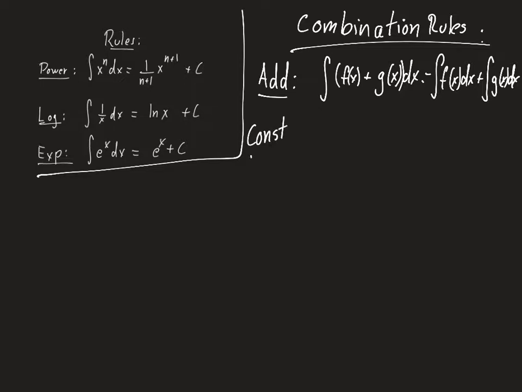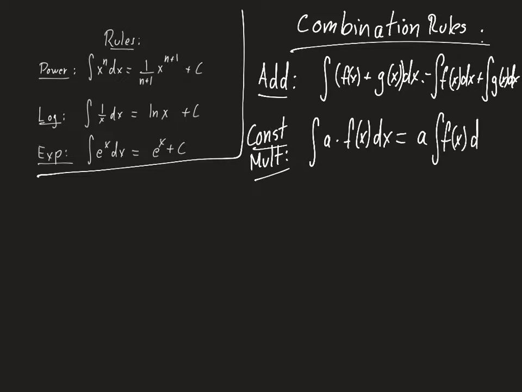And then we have the constant multiple rule, which tells us that if you're taking the integral of a times f of x dx, this is equal to a times the integral of f of x dx. And this, of course, holds if a is just a constant number.